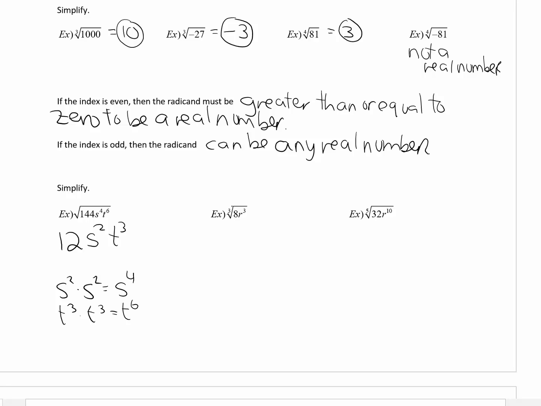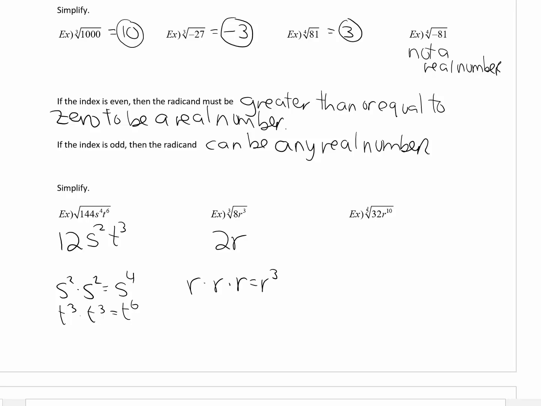Okay, let's take a look at a cube root then. Well, the cube root of 8: 2 times 2 times 2 is 8. And then what value can I multiply by itself 3 times to get to r cubed? Well, that's r, because r times r times r is r cubed.